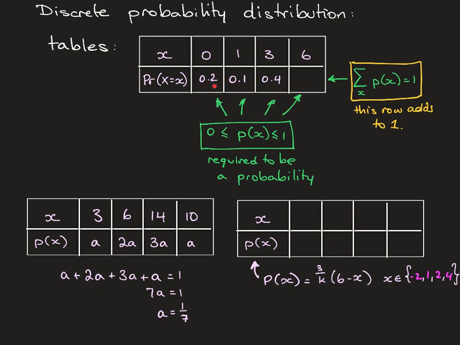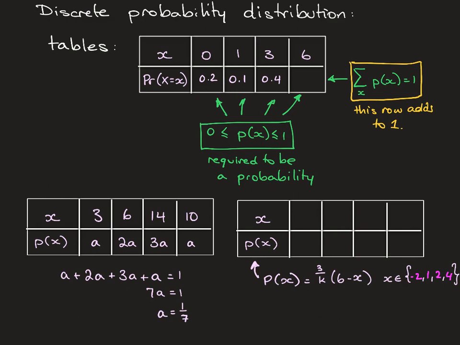The other thing we know about this row here is that all of these probabilities should add up to give you 1. And this is the symbol that they use here. This is the summation symbol, and it's saying add up all of the p of x values for all of the x values. When you do that, it equals 1, or simply this row adds to 1.